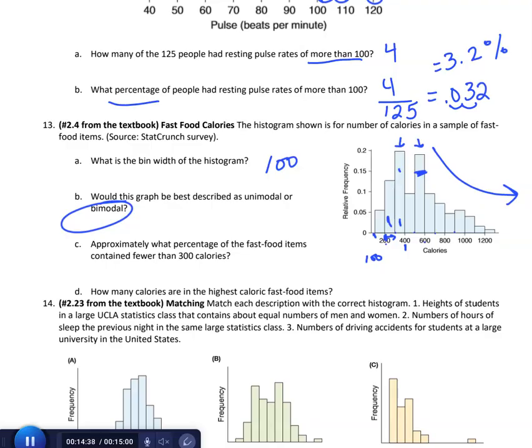Part C says approximately what percentage of the fast food items contained fewer than 300. So fewer than 300 means that they want me to count the first two. So I've got, let's see, if this is 300, they want me to count this bin, and the video is going to cut me off. So hang tight and I'll finish in the next video.